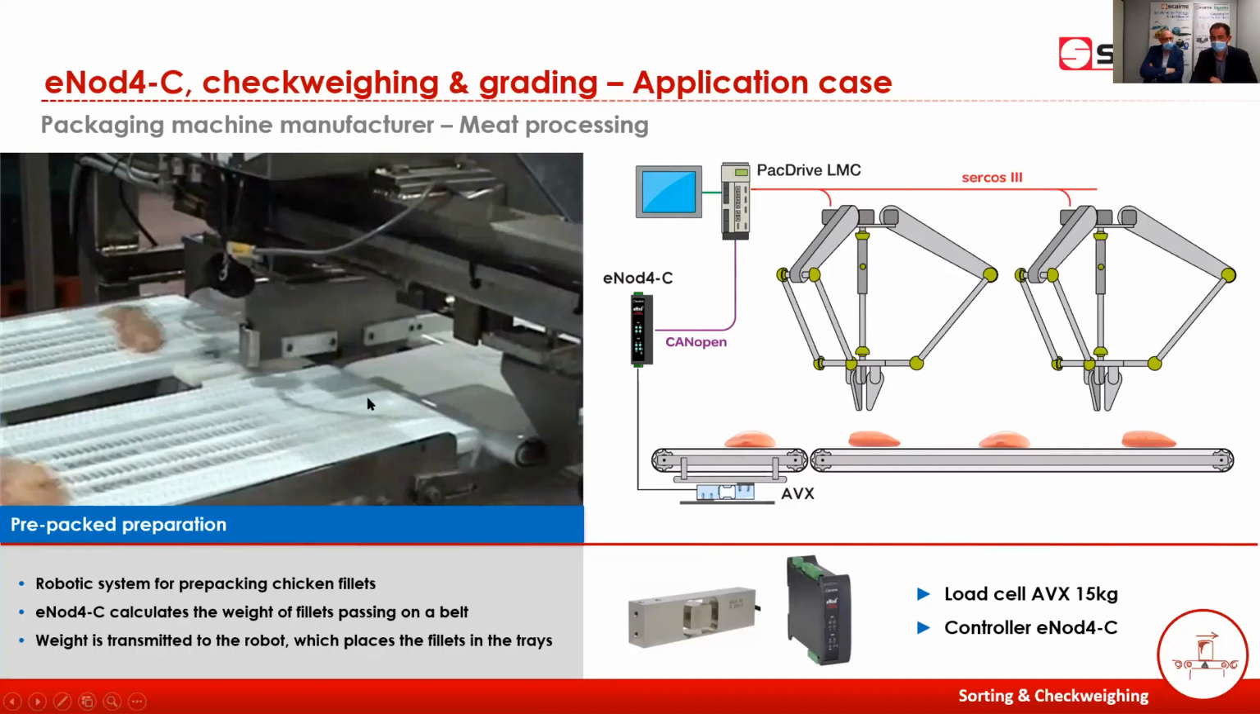Yes, indeed. So very interesting application, as Olivier said. The main idea of this application is to check the weight of each chicken fillet. You can see the checkweighers, which are just after this conveyor, and depending on the weight of each fillet, a robot is used to pick up and select the fillets, so that it can make packages at a specific weight. So let's say 3 fillets should be 600 grams, as an example. Very interesting application for meat processing.